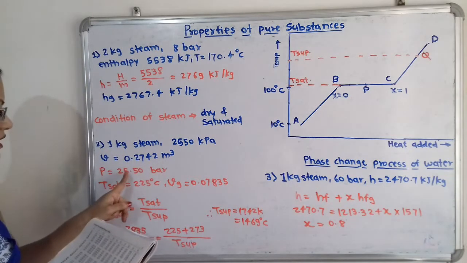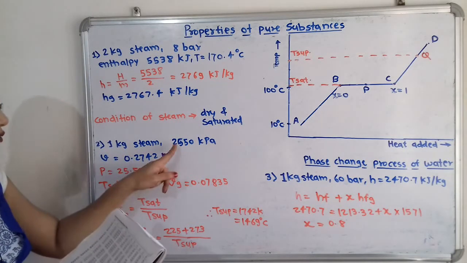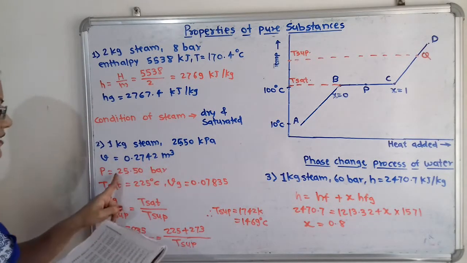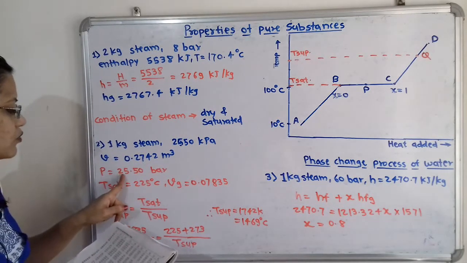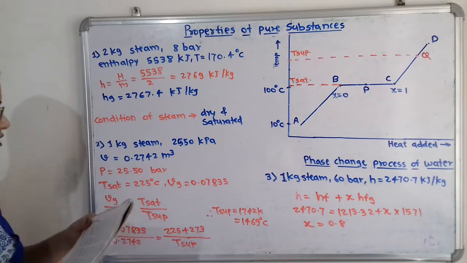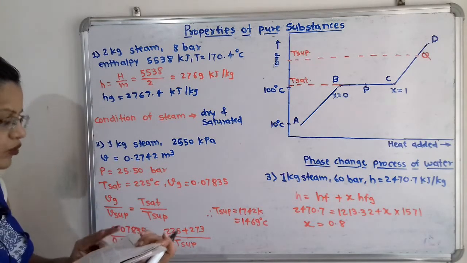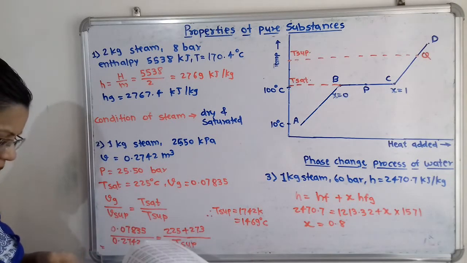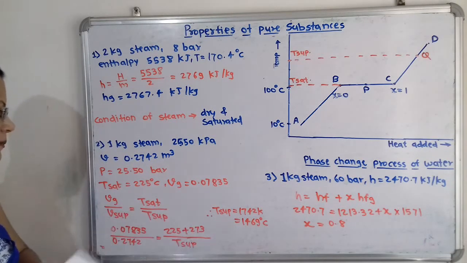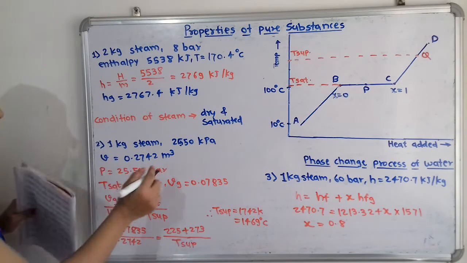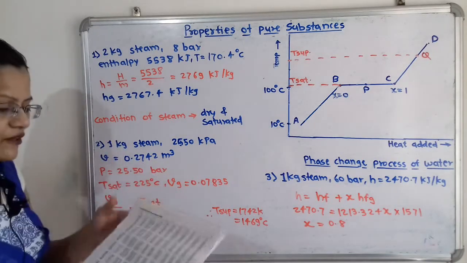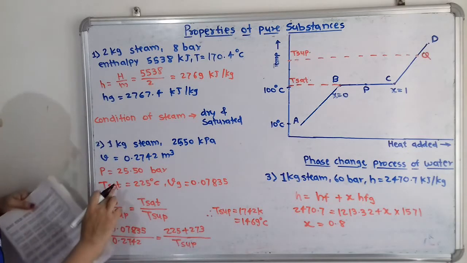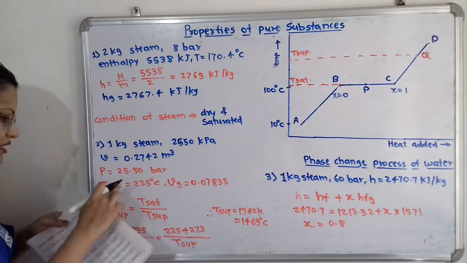So pressure is 25.50 bar. We have to take the 2 digits here and shift the point. So P is equal to 25.50 bar. Again we have to refer to the pressure table at 25.50 bar. Now if we observe at this pressure, from this pressure table we have to find out the value of T, that is the temperature, the saturation temperature.